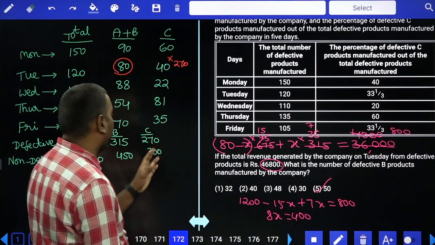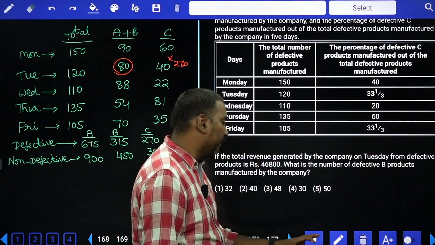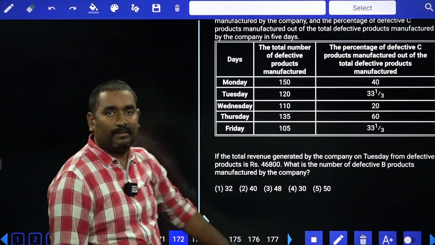So in this way we need to solve the questions, but it is a somewhat time-taking process. So in the examination, take this one as your last priority. Thank you.